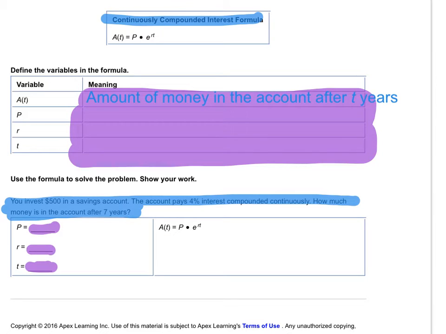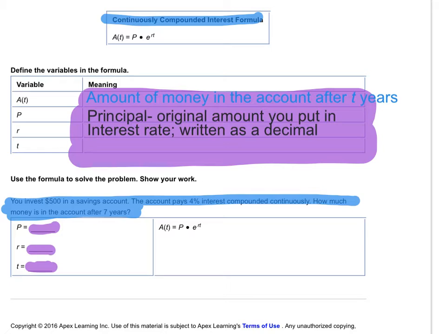It's just your amount of money in the account after T amount of years. P is going to just be your principal value, the original amount that you put in. R is going to be your interest rate written as a decimal. And T is going to be the number of years the interest is compounded.